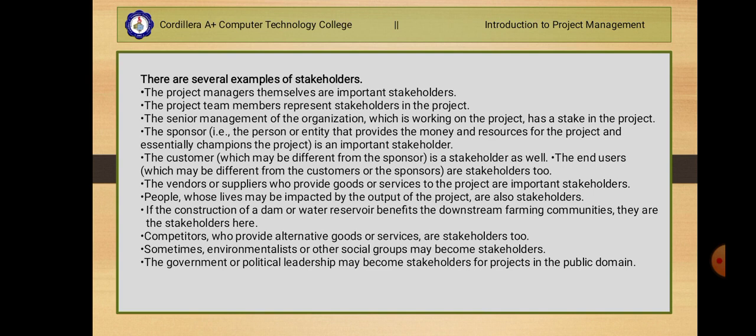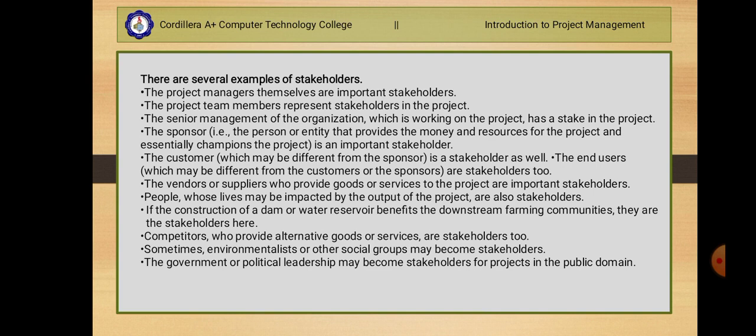Next is the senior management of the organization which is working on the project, so it has a stake in the project. Okay, so next we have the sponsor. The sponsor, for example, is a person or entity that provides the money and resources for the project and essentially champions the project. So it's an important stakeholder.